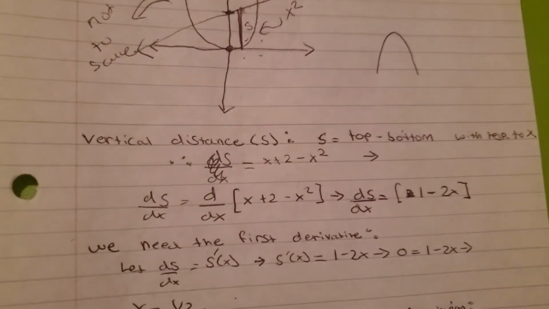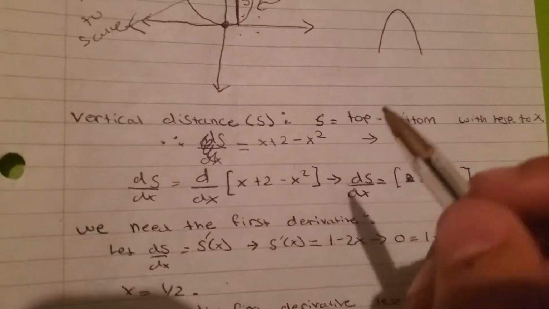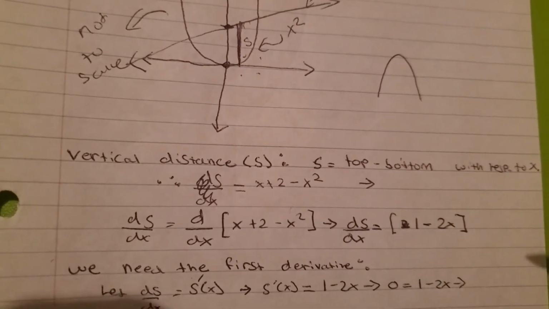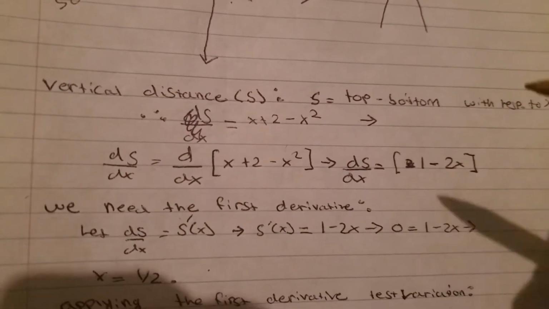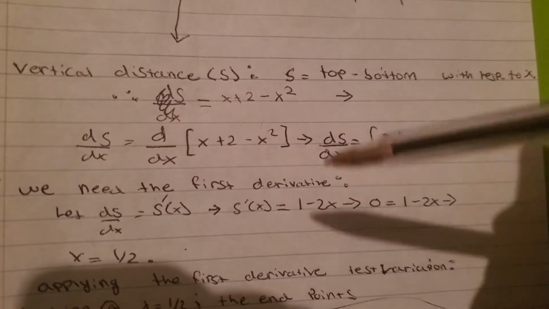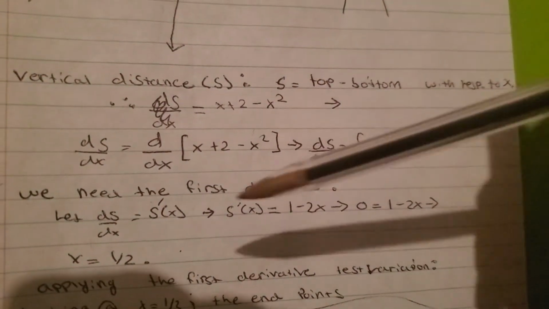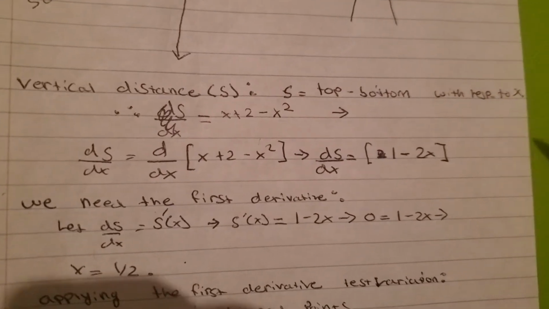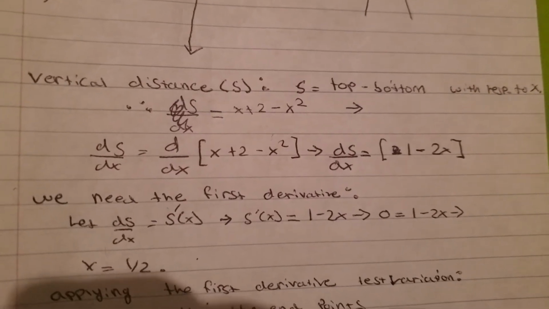Okay, so then we take the first derivative to find the critical values. The rate of change with respect to x of the vertical distance is equal to the derivative of the function, which comes out to be 1 minus 2x. To find the critical numbers, we set it equal to 0. For simpler notation, I said ds over dx equals s prime of x. Different notations. And s prime of x is equal to 1 minus 2x.